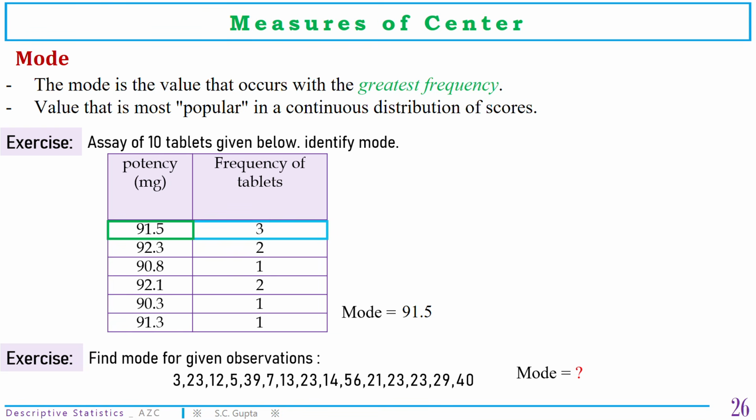Next, exercise. Find the mode for the given observations. We have to identify the value that occurs with the greatest frequency. When you search the frequencies of observations, the value 23 has the greatest frequency of 4. So, the mode of this data is 23.